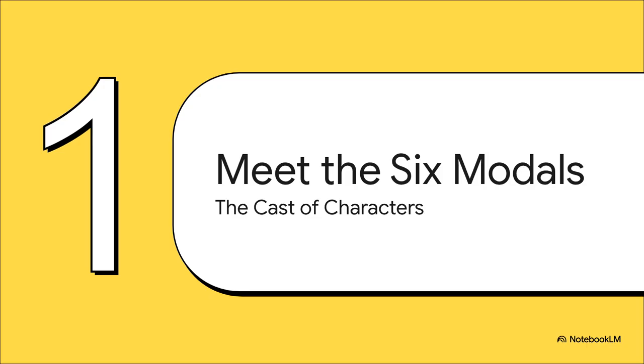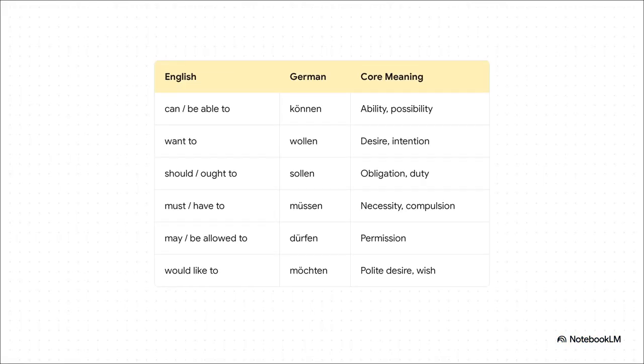Okay, so let's meet the main players here. There are 6 of these modal verbs that you are going to see absolutely everywhere in German. Let's get to know the cast of characters. Here they are, the big 6. You've got können, which is your basic can or be able to. Then there's wollen for when you want to do something. Sollen is for should or ought to, like giving advice. Müssen is a strong one. It means must or have to. Dürfen is all about permission, like may or be allowed to. And finally, we have möchten, which is the polite way to say you would like to do something.